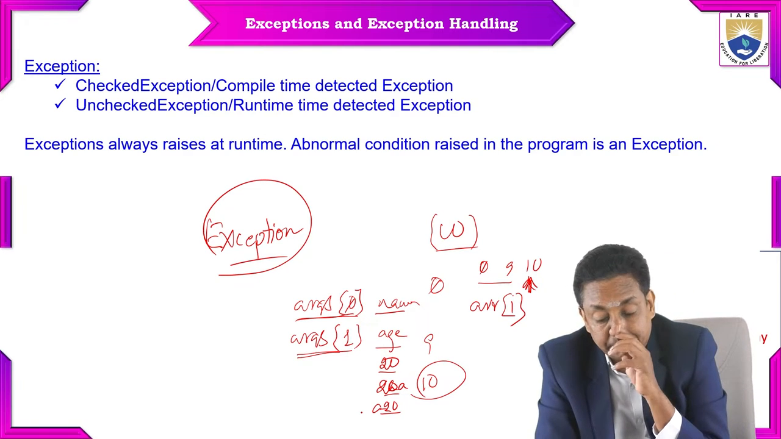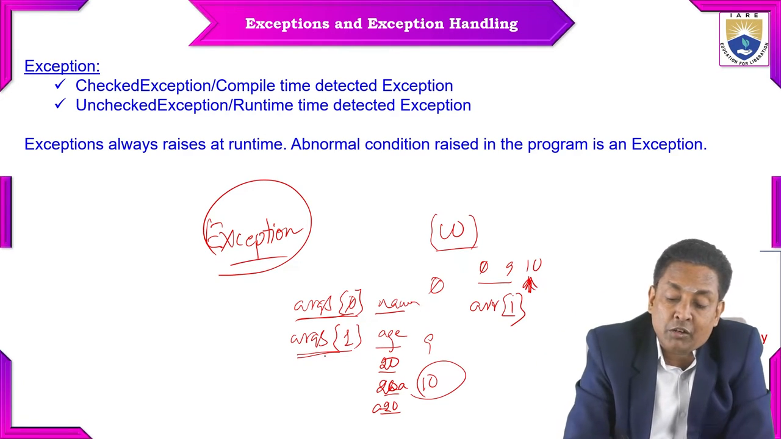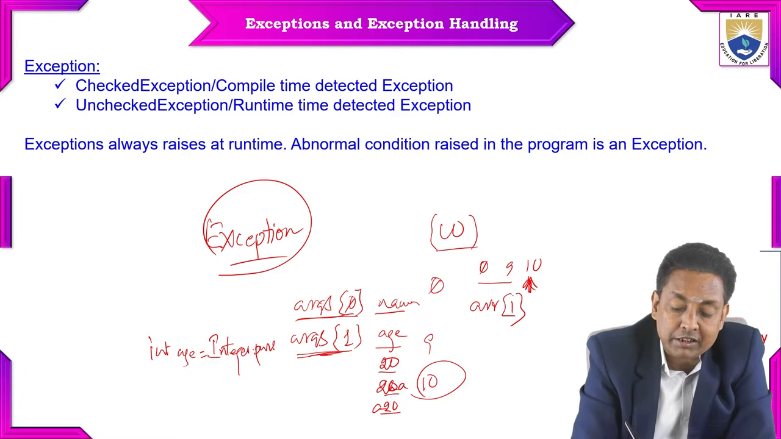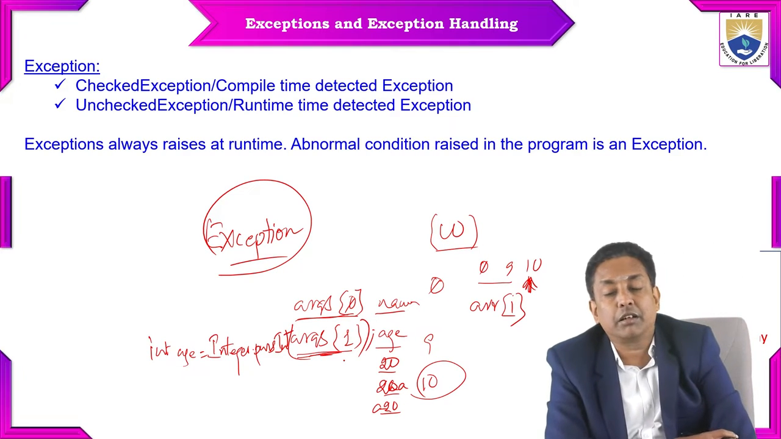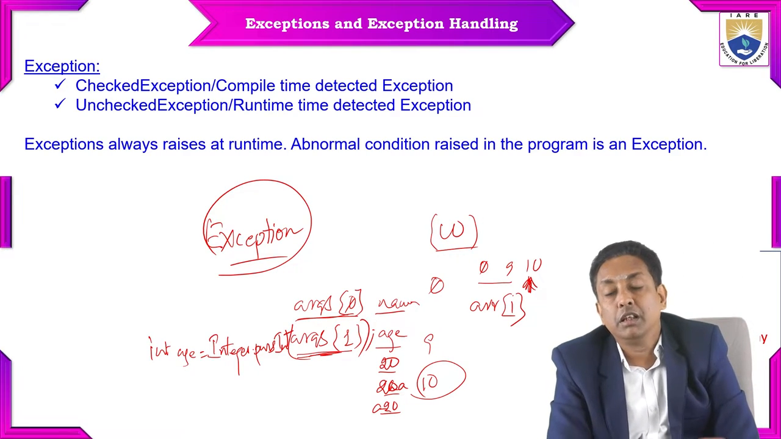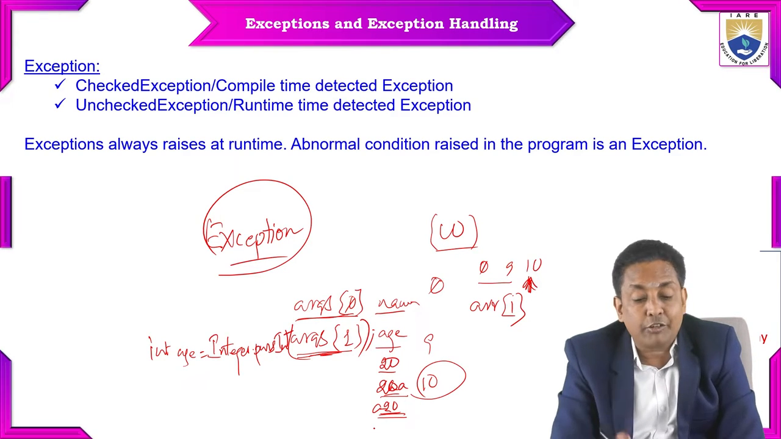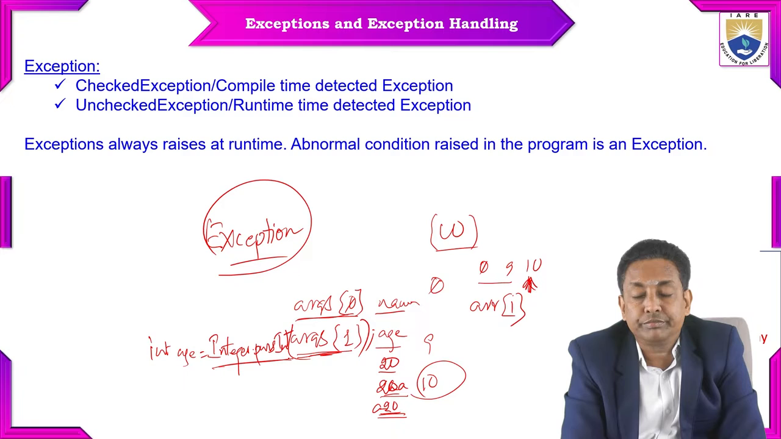Then what to do? When I'm taking your age from the command line argument, to convert it into int, I'll use one wrapper class method called Integer.parseInt, Integer.parseInt(args[1]). But your age consists of an alphanumeric value. An alphanumeric value cannot be converted into int.